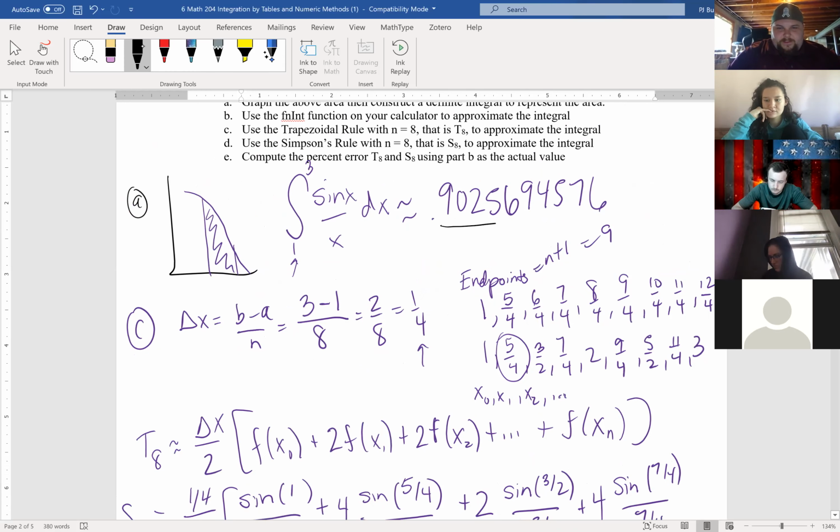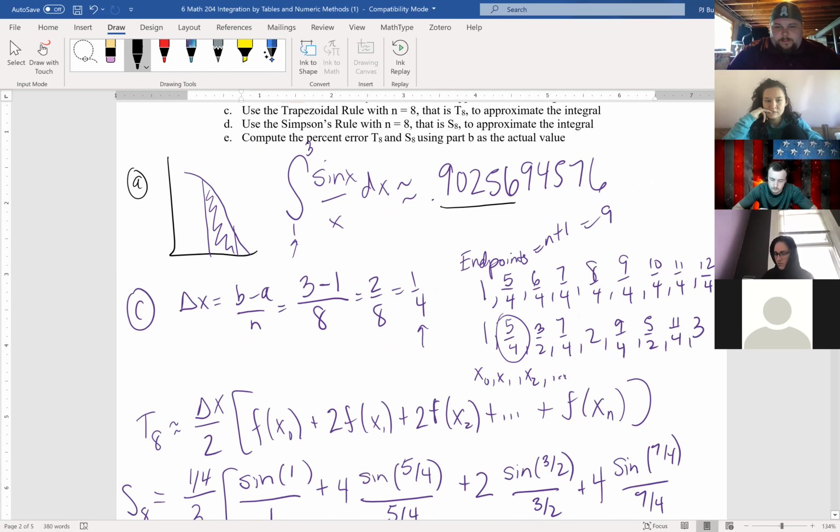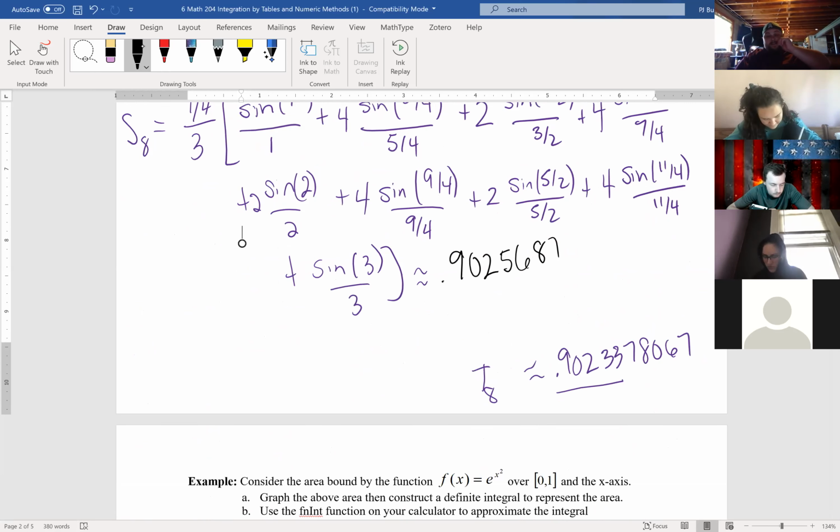Okay, so now that's good to 5, almost 6 digits, right, if we rounded. So it turns out that the parabola is slightly better in this case.